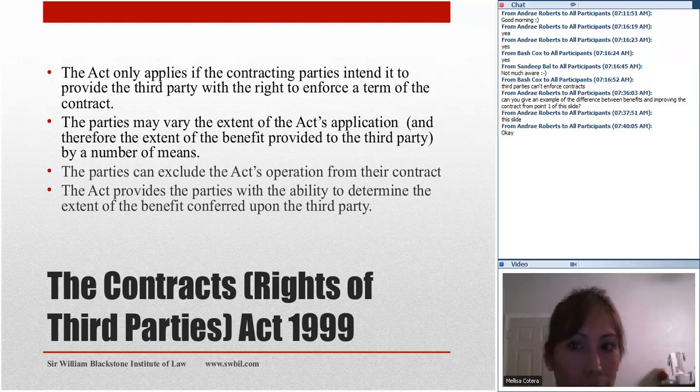So the parties may decide the extent of the Act's application. Okay? As we mentioned, the parties can exclude the Act's operation from their contract. The Act also provides the parties with the ability to determine the extent of the benefits conferred upon the third party. Okay? So this is about the Contracts Act of 1999, which, as we mentioned before, didn't abolish the doctrine of privity, but it helped the contracting parties to avoid the doctrine of privity. Okay?